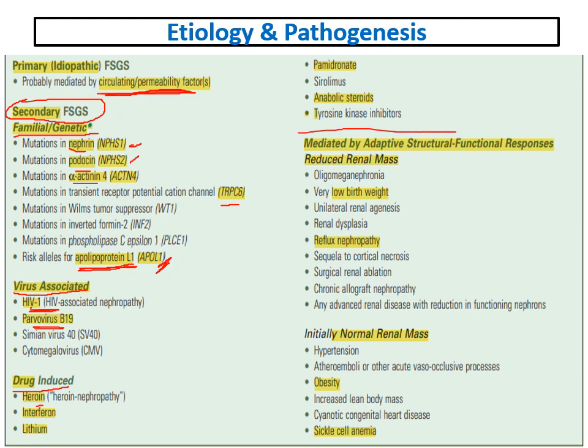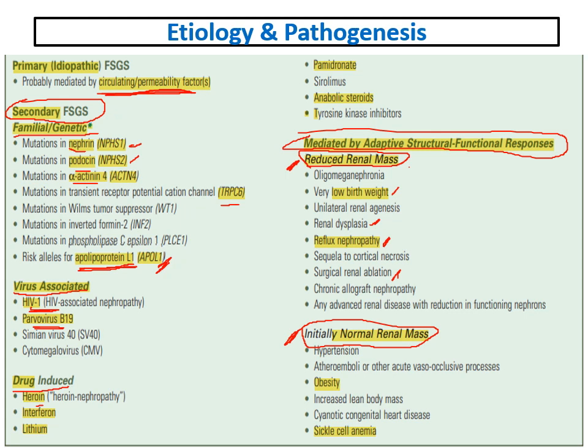Also, secondary FSGS might be mediated by adaptive structural and functional responses, either as a response if there is a reduced renal mass or if there is a normal renal mass. In reduced renal mass, it is related to much more work on the remaining nephrons. As a stress, as we have described, there is more affection to the remaining functioning nephrons, like in very low birth weight persons, in reflux nephropathy, renal dysplasia, or in surgical renal ablations. In all of these, there is reduced renal mass.